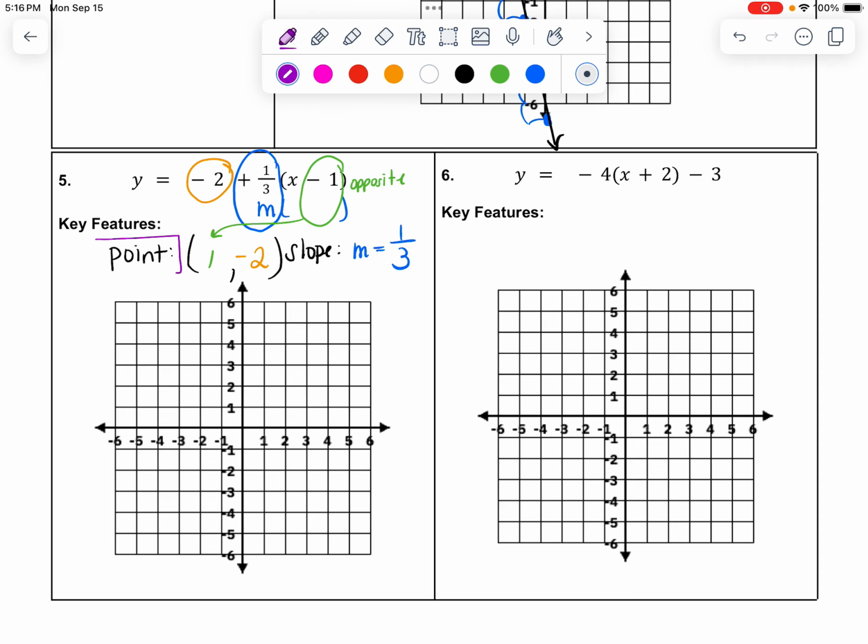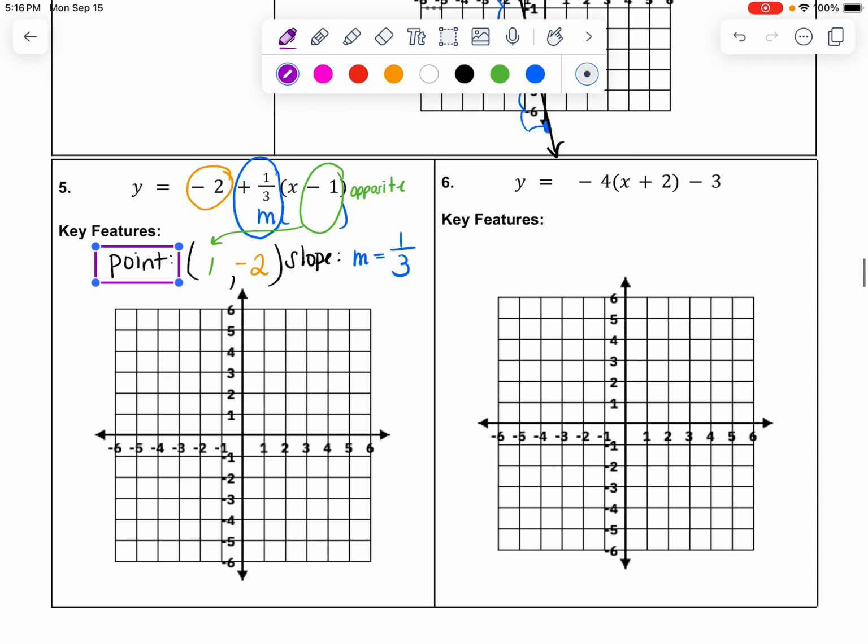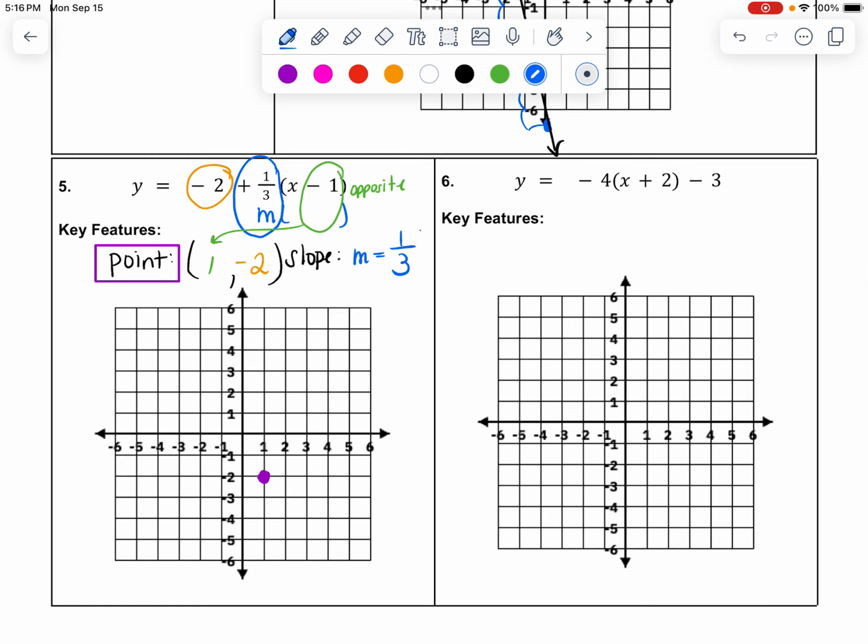Again, I'm going to graph my starting point first. So I'm going to go to the point 1, -2. And then from there, I'm going to use my slope. My slope is +1/3. So rise 1, run 3. I could also go backwards. To reverse my slope, I would go down 1 and I would go left 3. So down 1, left 3, down 1, left 3. Then I'm going to draw my nice straight line.